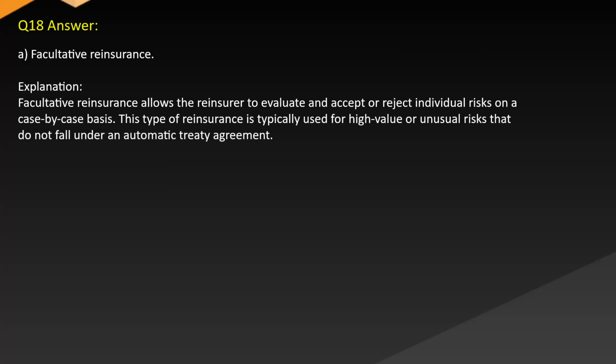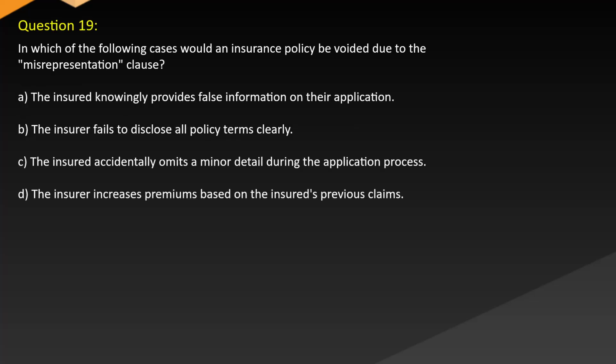Answer A. Facultative reinsurance. Explanation. Facultative reinsurance allows the reinsurer to evaluate and accept or reject individual risks on a case-by-case basis. This type of reinsurance is typically used for high-value or unusual risks that do not fall under an automatic treaty agreement.